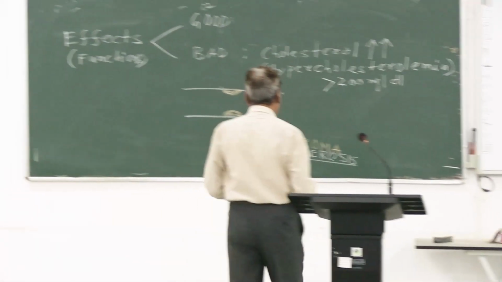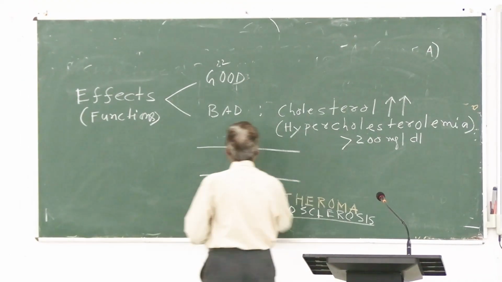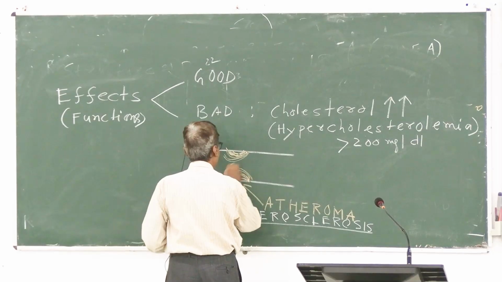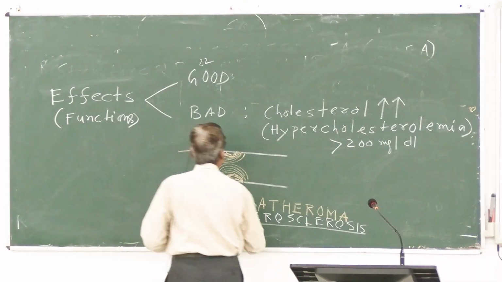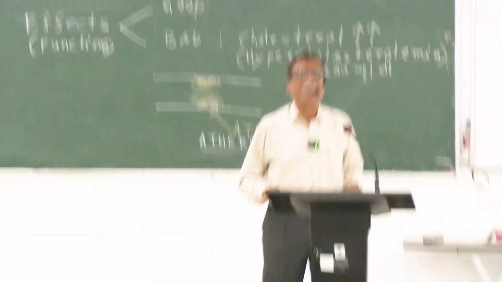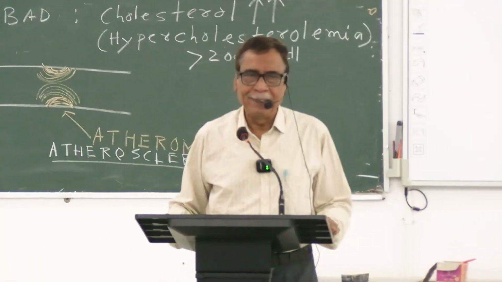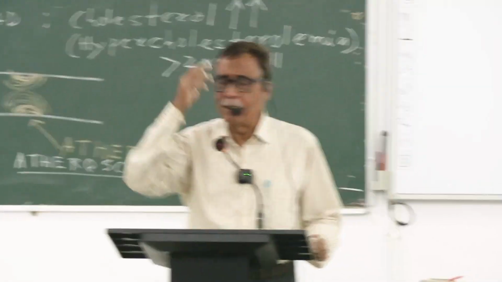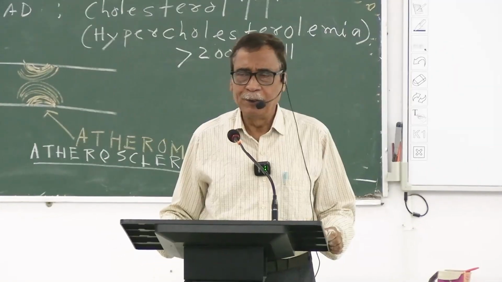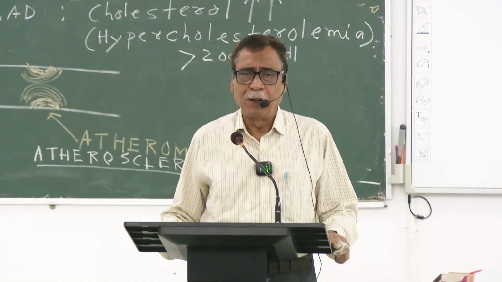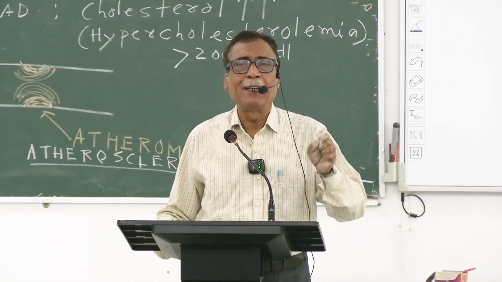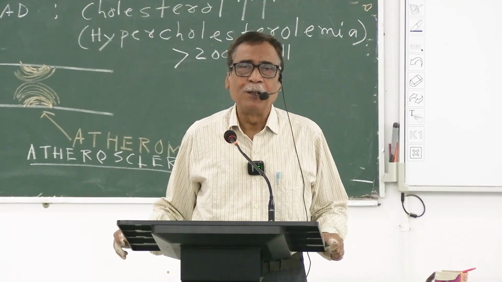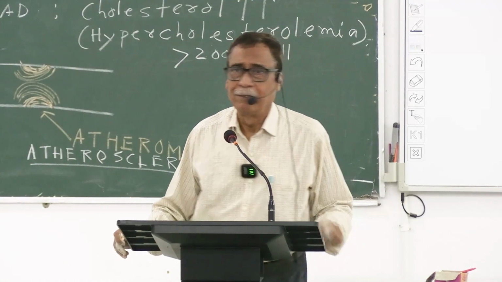The atheroma, when increased gradually, will cause occlusion of the vessel. It may be coronary vessel, it may be peripheral artery vessel, cerebral vessel, whatever, anywhere in the blood vessels there can be deposition of the cholesterol, and the overall process is known as atherosclerosis.